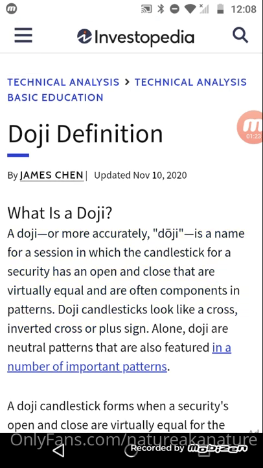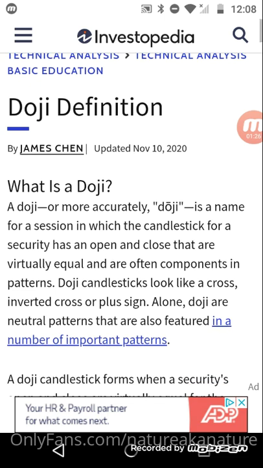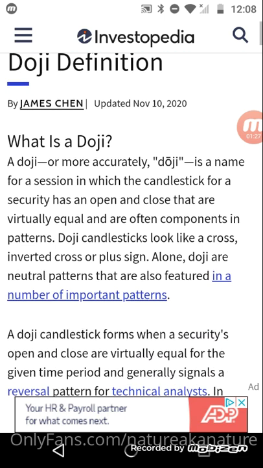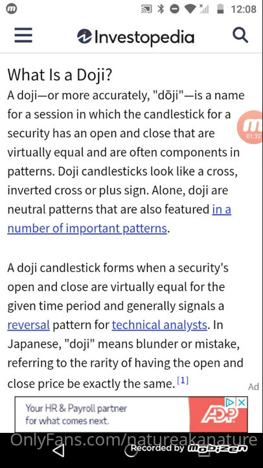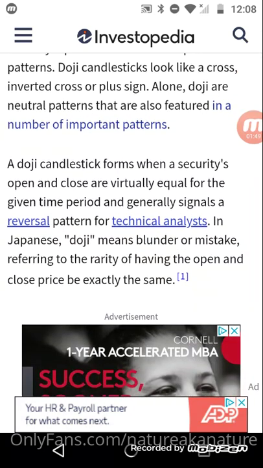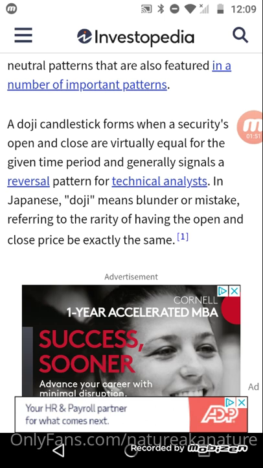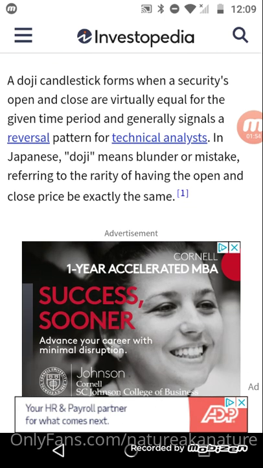All right, so the definition real fast. Definition of a doji. What is a doji? Right, so we read this definition. A doji candlestick is when a security has an opening and a close that are virtually equal and are often components in patterns. Doji candlesticks look like a cross, inverted cross, or plus sign. Alone, dojis are neutral patterns that are also featured in a number of important patterns. A doji candlestick forms when the security's open and close are virtually equal for a given time period and generally signals a reversal pattern for technical analysts. So usually this symbolizes a reversal pattern for our technical analysts out here.